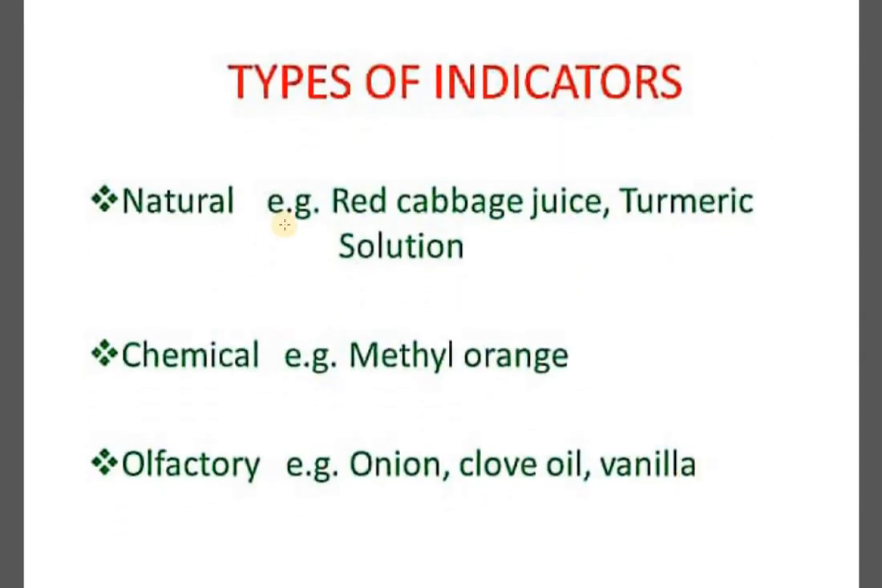Although, when we talk about the types of indicators, there are majorly three varieties. The first, as I told you, is the natural indicator. The second is the synthetic or chemical indicator, and the third category is olfactory indicators. Some examples are given here. For natural, you can see red cabbage juice and turmeric solution. For chemical or synthetic, it can be methyl orange, and for olfactory, the examples are onion, clove oil, and vanilla.